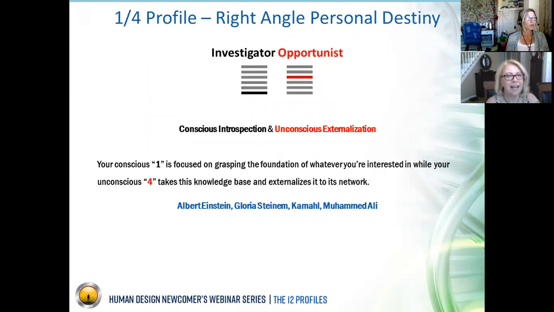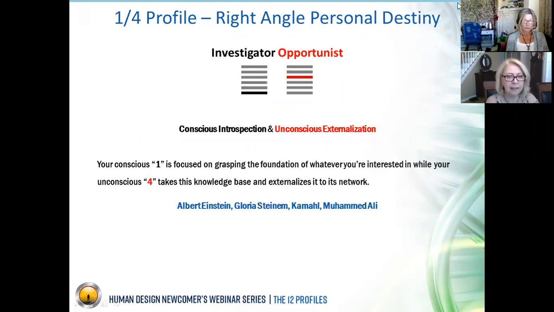Okay. Do you want to start, Ruth? Yes, the 1-4 profile, another right angle personal destiny, is the investigator opportunist. So again, we have conscious introspection and unconscious externalization, which is quite a combo. So your conscious 1 is focused on grasping the foundation of whatever you're interested in, while your unconscious 4 takes this knowledge base and externalizes it to its network. And people like Albert Einstein, Gloria Steinem, and Muhammad Ali had this profile.